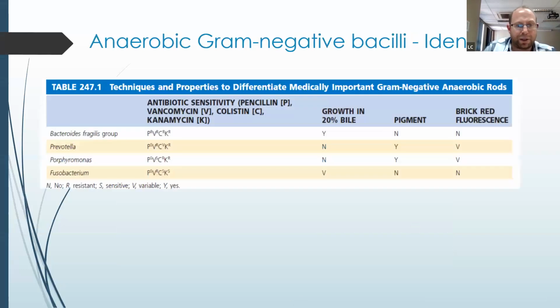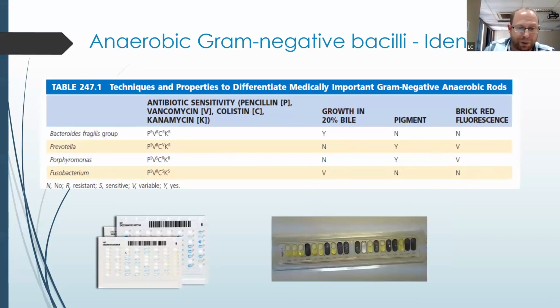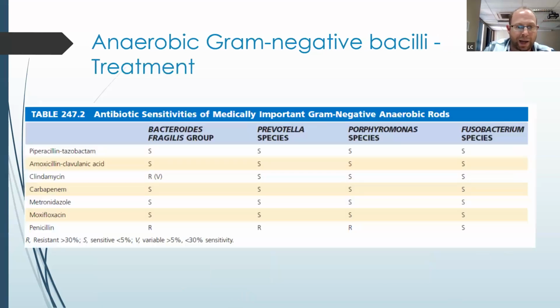So how do we identify these organisms in the lab? Again, they all have unique antibiotic susceptibility patterns to penicillin, vancomycin, colistin, and kanamycin, so that can be helpful. The presence or absence of growth in bile-based agar, like for Bacteroides. Pigment production, again, your Prevotella and your Porphyromonas, and then the brick red fluorescence, which is certainly pretty to see, again associated with Prevotella and Porphyromonas. Modern techniques, there are cards for anaerobes for things like the Vitek. There's an API that is designed specifically for anaerobes. So again, there's a number of modalities to make a definitive identification.